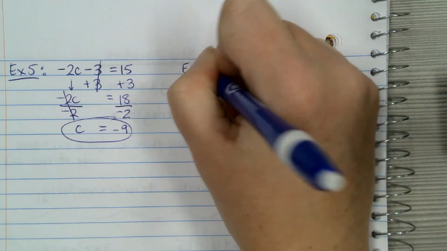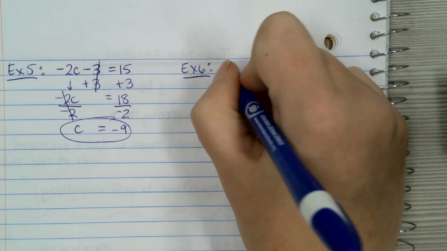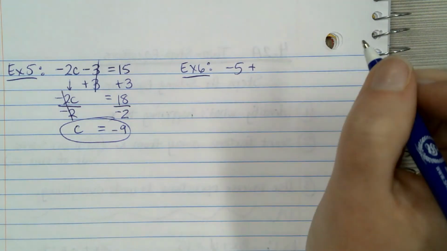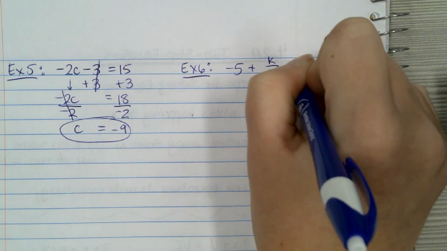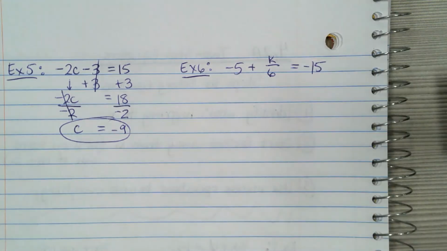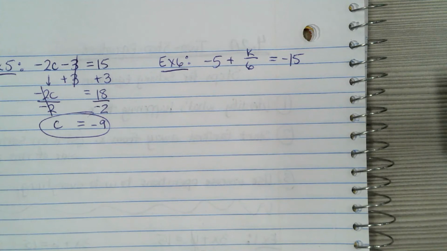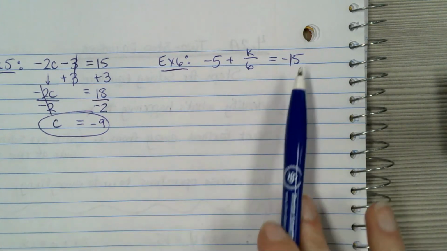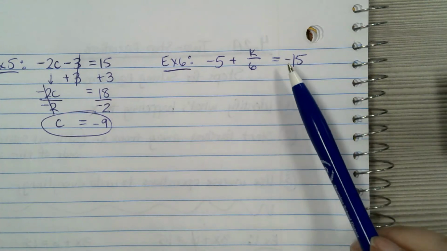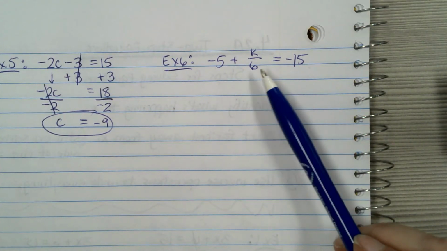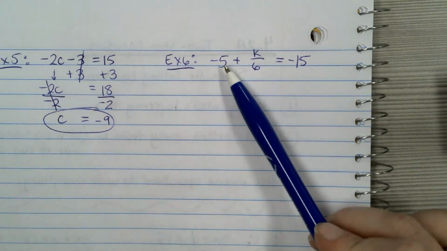Okay, let's do another one together, and then I'm going to have you try some by yourself. So I've got negative 5 plus k over 6 equals negative 15. Somebody in the other class said this one was kind of tricky or confusing. I think it's because of the negatives, but we're going to leave this alone because it's on the other side of the equal sign. These are the two things happening to k.